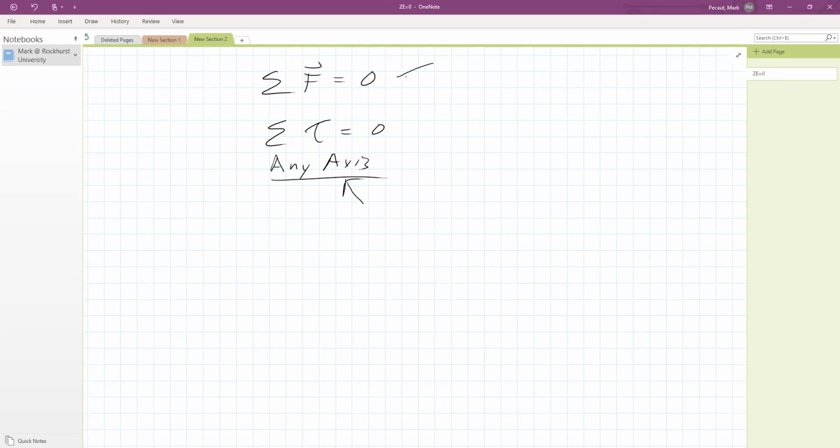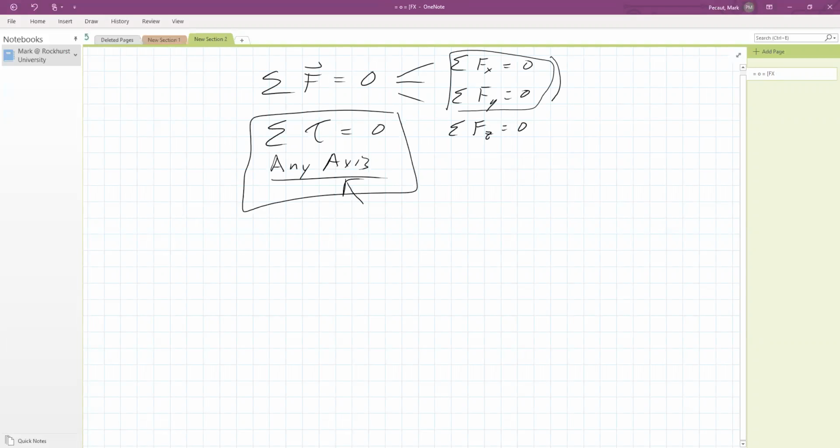Now, this fact that the sum of the forces is zero is actually three equations, because force is a three-dimensional vector. And so this tells you that the sum of the forces in the x direction is zero, the sum of the forces in the y direction is zero, and the sum of the forces in the z direction is also zero. Now, usually we're going to do problems that are two-dimensional. So we mostly just need these two, and then we need this.